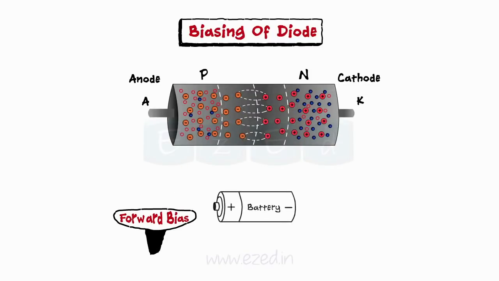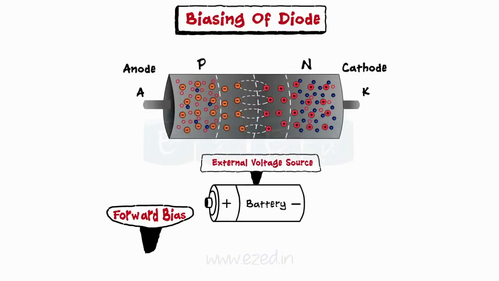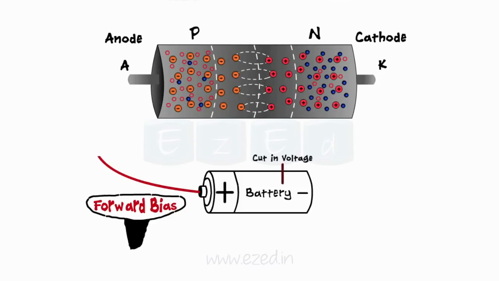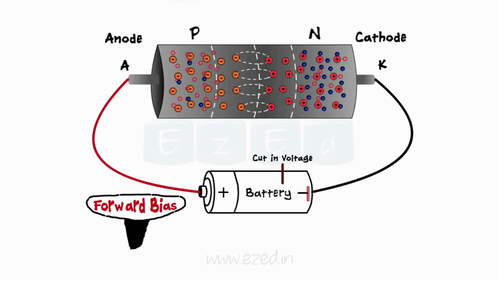We first look at the forward bias operation of the diode. We connect the positive terminal of a battery to the anode and the negative terminal to the cathode of a PN junction diode. Internally, this positive potential to the P side repels free holes towards the junction, and negative potential to the N side repels free electrons towards the junction.